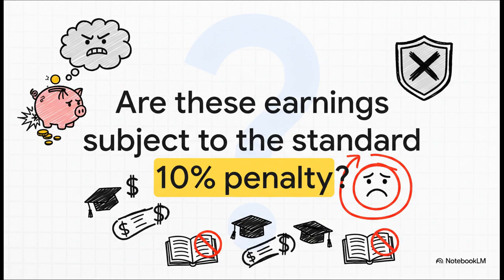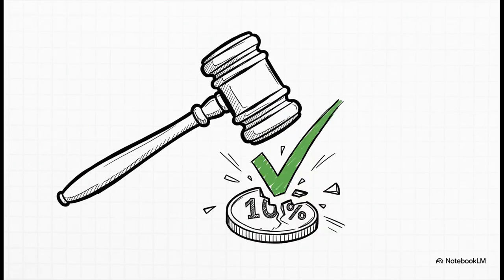That 10% additional tax is the government's main way of making sure you don't use 529 funds for a vacation instead of tuition. Well, the answer, thankfully, is a clear, unambiguous no. And this isn't some shady loophole. It is a specific relief provision that Congress wrote directly into the law.